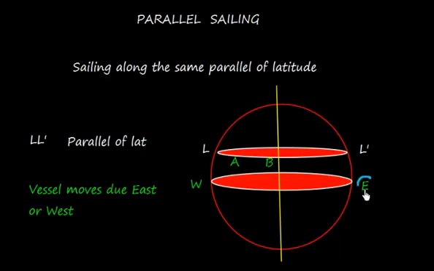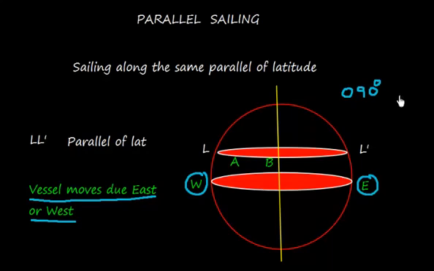Well, if we see here, this is east and this is west. So the vessel moves due east or west. This simply means either the course is going to be 090 degrees true, that is how the course is denoted, or it is going to be 270 degrees true. If it is 090 degrees true, the vessel is going to move from A to B in this direction towards east, and if it is 270 degrees, the vessel is going to move from B to A in this direction.